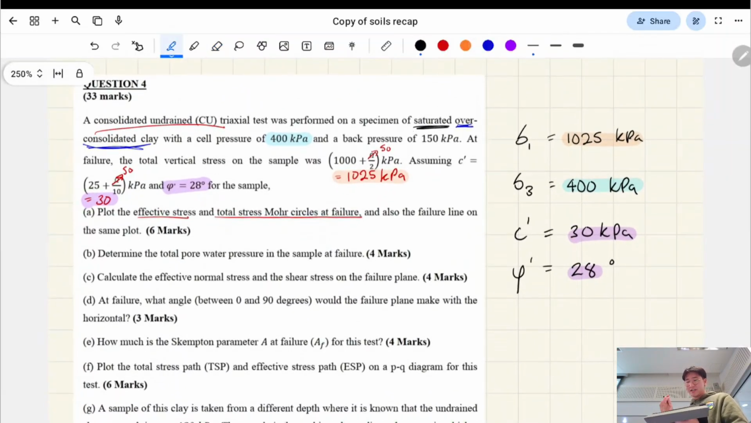All this information is going to become relevant, but in later parts. The most important thing you have to focus on at the moment is what the cell pressure is.